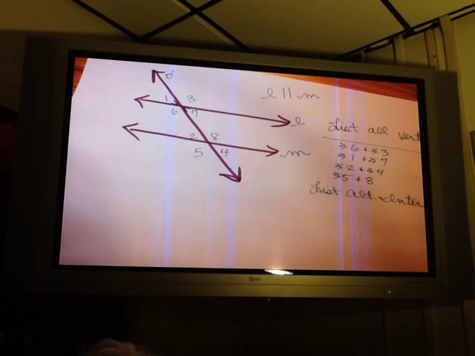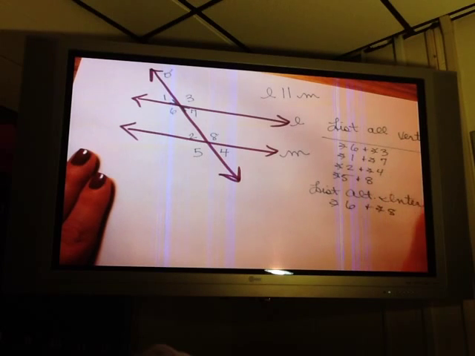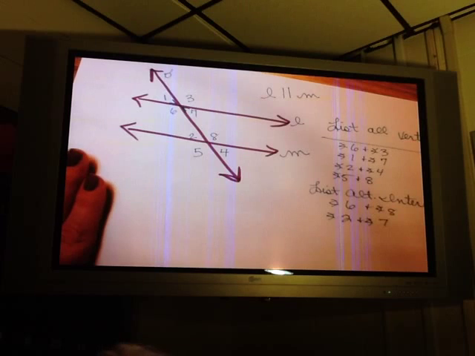Can you name a pair for me, someone? 6 and 8. Yes, angle 6 with 8. James? 7 and 2. Perfect. And that's all that there are: 7 and 2. Write them down.